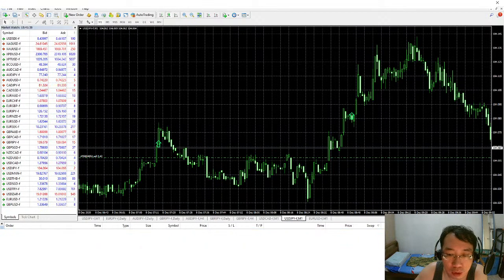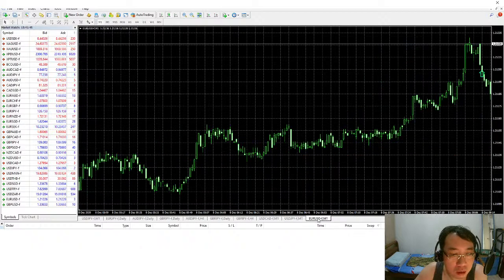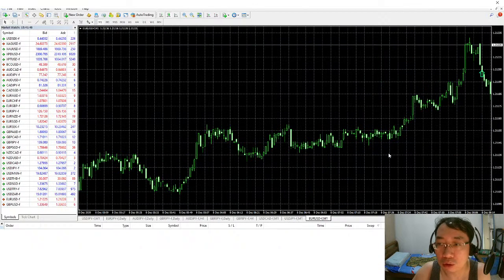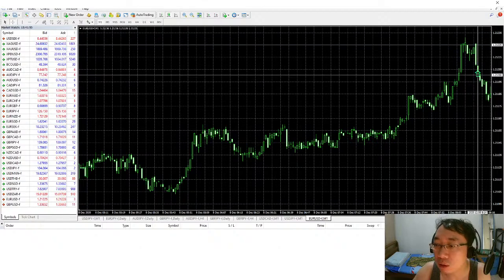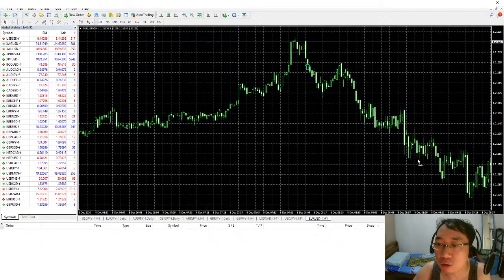Okay, the next trade was a win, so we can talk about the wins later. Let's talk about more losses. Euro USD 1045. See this one? No. 1045.